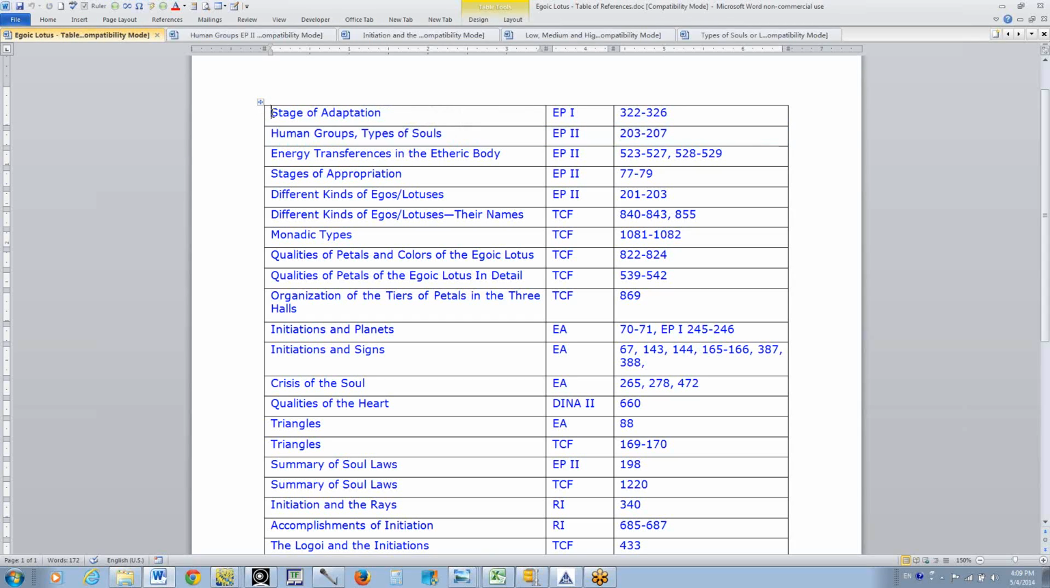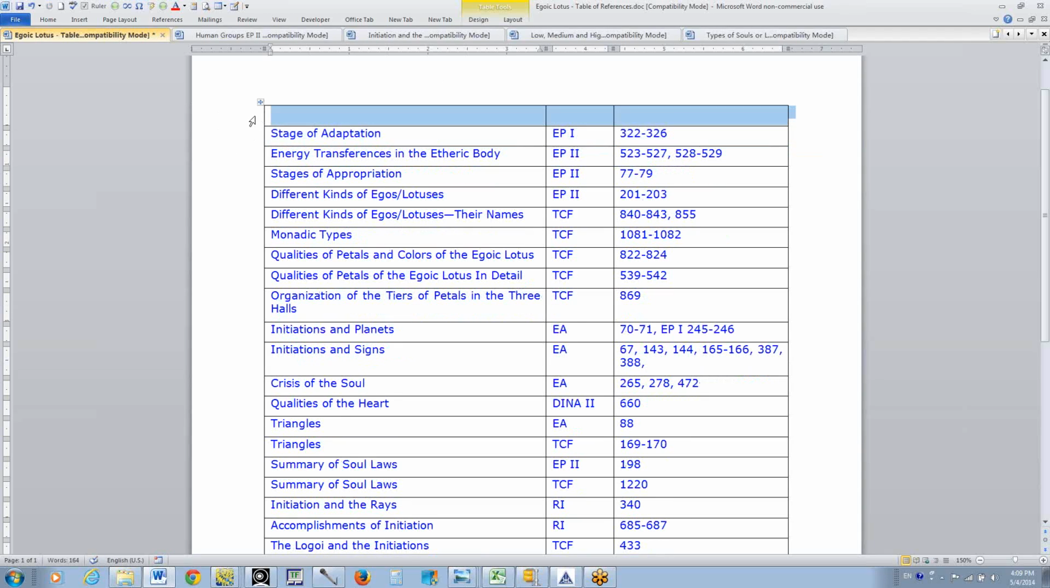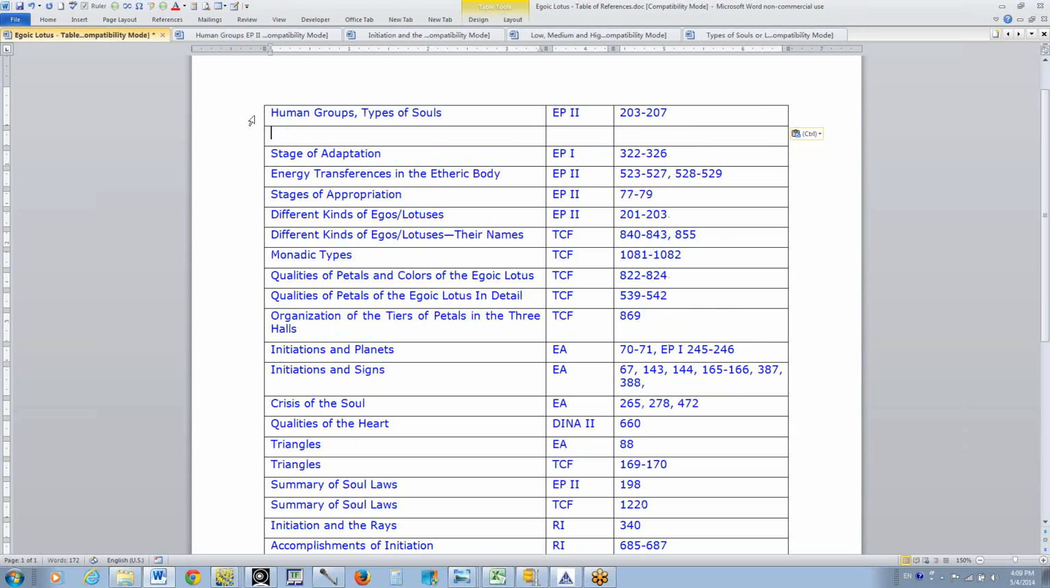So maybe I'll change this a little bit here and see if... stages of adaptation, let's call this, okay, stages of adaptation, human groups. I'll do it this way. I'll copy these, put this in, and the human groups will go up here, because I think that's maybe a better place to start. And actually, yeah, I think it is.